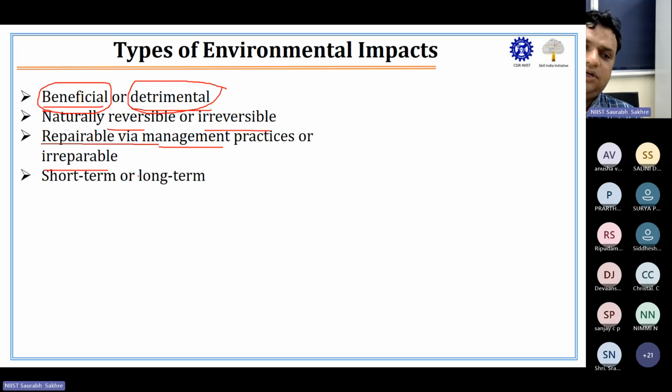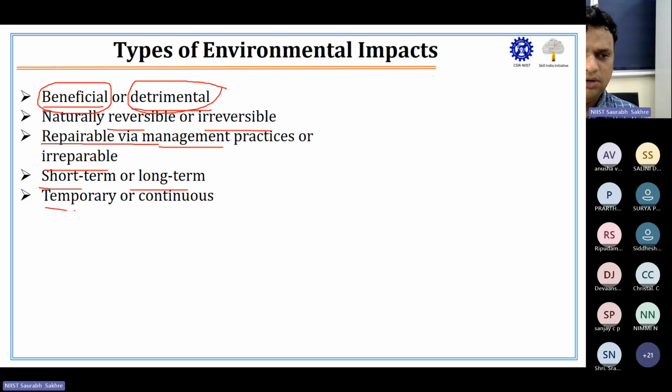The fourth one is short term or long term. Suppose you are putting up a developmental activity. During that time, you are employing some tippers and trucks that will be employed during the construction only. So whatever air pollution or fugitive dust dispersion is there during the construction only is a short-term impact, right? But in a particular industry, you are running a furnace, let's say a blast furnace or any production unit, which is continuously discharging air pollutants as well as water pollutants into the atmosphere. So that will be a long-term impact. As long as the industry is there, this impact will also be there. So those kinds of impact are called long term.